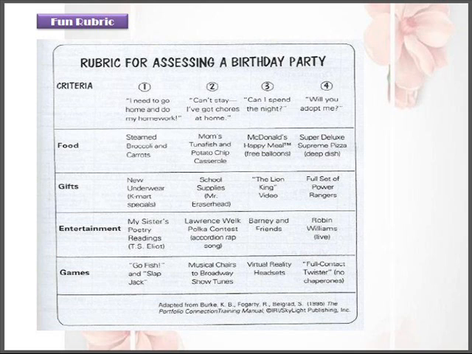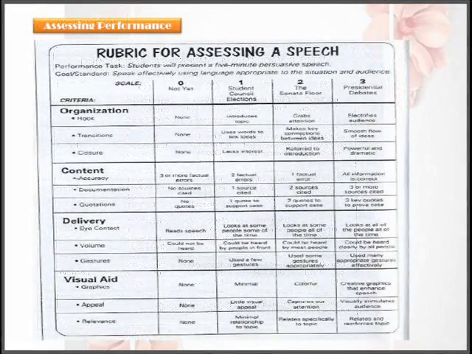For the last picture, it is about assessing performance. There we have a picture of a rubric for assessing a speech. We find 4 criteria there: organization, content, delivery, and visual aid. For the scale, there are 4 levels: 0 or not yet, 1 student council, 2 the Senate floor, and 3 the presidential debate. And for the scale, each of the descriptions already represents the score.